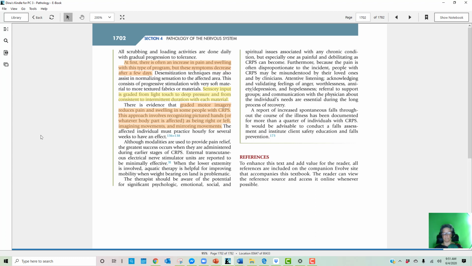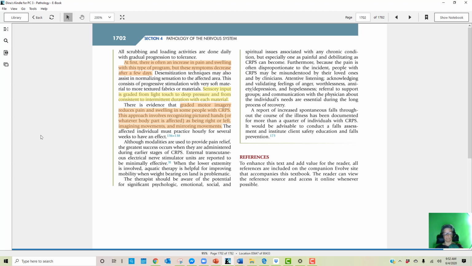Furthermore, because the pain is often disproportionate to the incident, people with CRPS may be misunderstood by their loved ones and by clinicians. Attentive listening, acknowledging and validating feelings of anger, worthlessness, anxiety, depression, and hopelessness, referral to support groups, and communication with the physician about the individual's needs are essential during the long process of recovery.